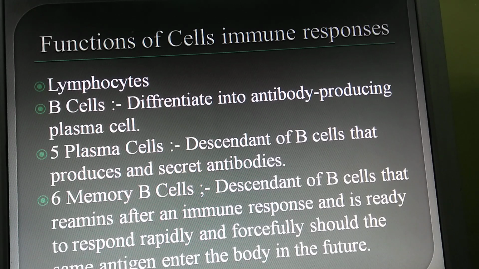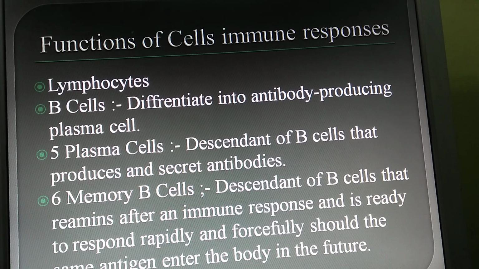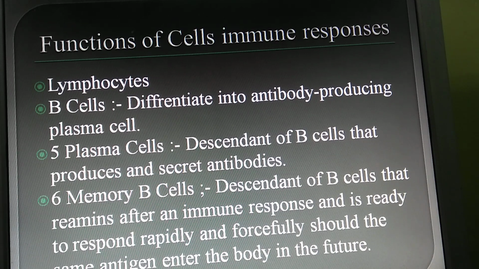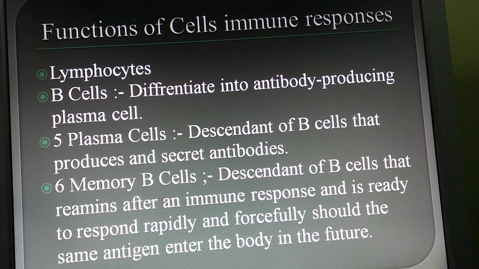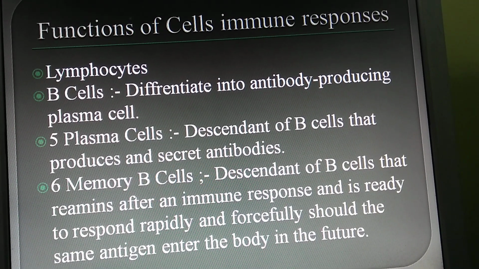Now B cells differentiate into antibody-producing plasma cells. Plasma cells are descendants of B cells that produce and secrete antibodies. Memory B cells are descendants of B cells that remain after an immune response and are ready to respond rapidly and forcefully should the same antigen enter the body in future.